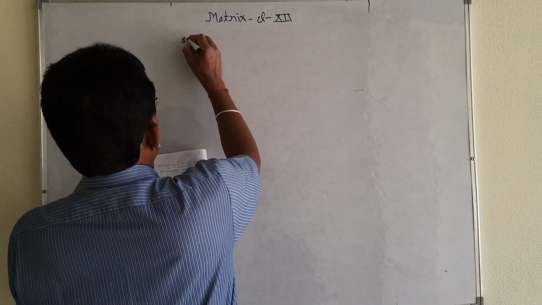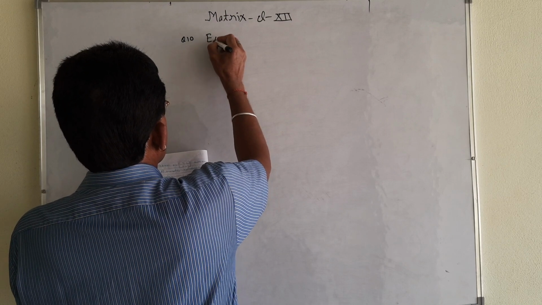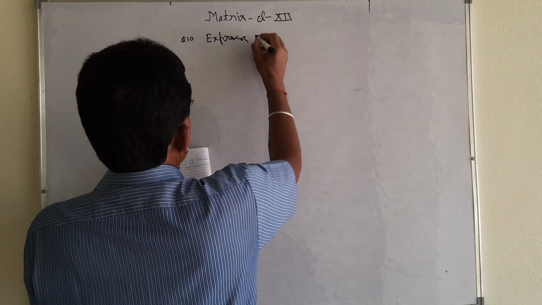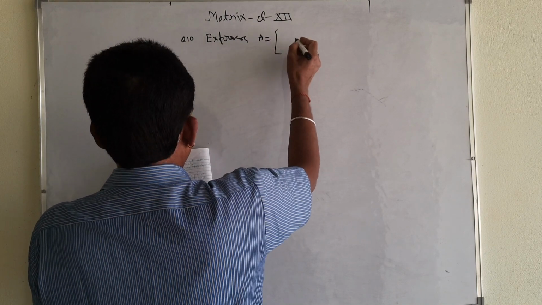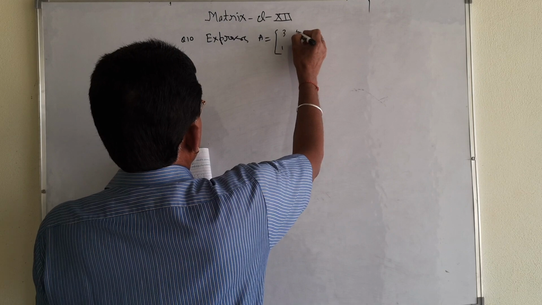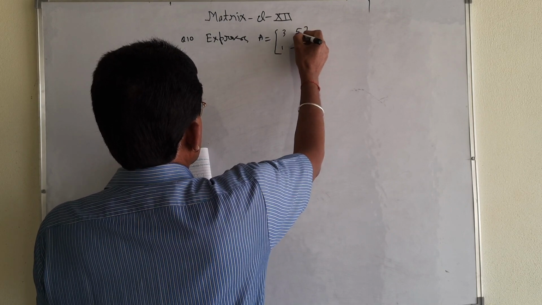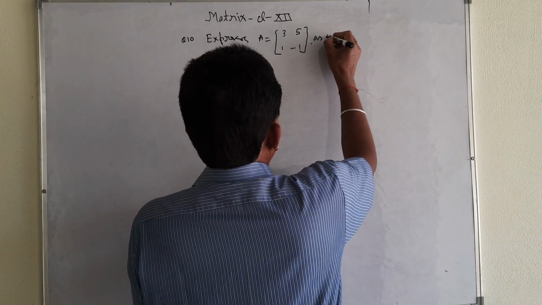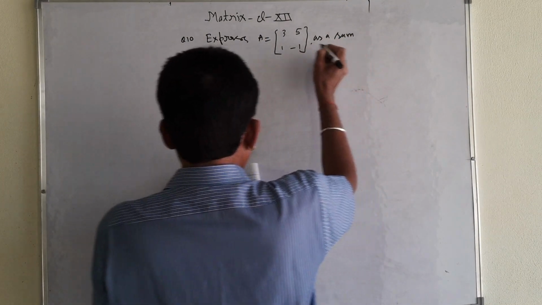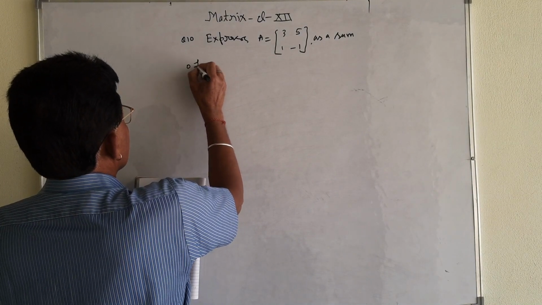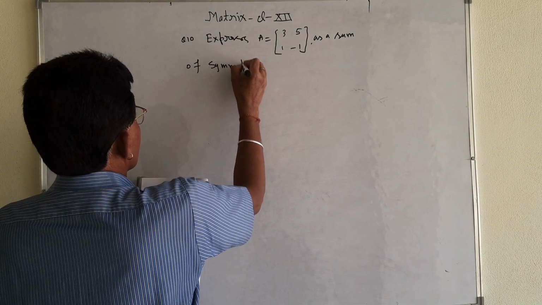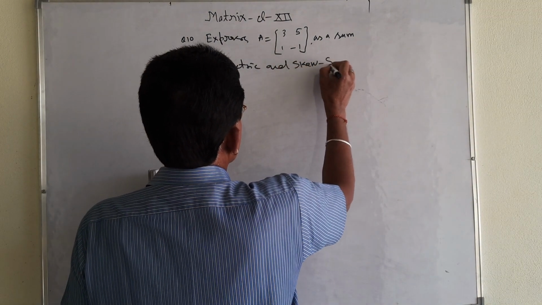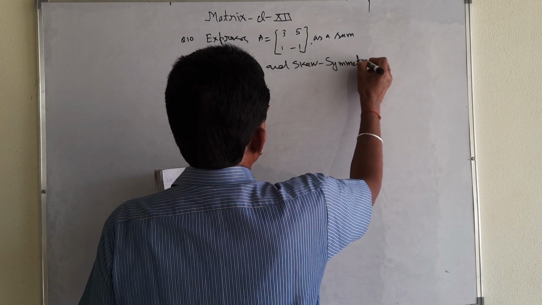Question number 10. It is given: express, see carefully, express. You will have to express a given matrix A in what form? The matrix is given as 3, 1, 5 and -1. But my dear student, you must keep in mind that it should be a square matrix, as a sum of a symmetric and a skew-symmetric matrix.